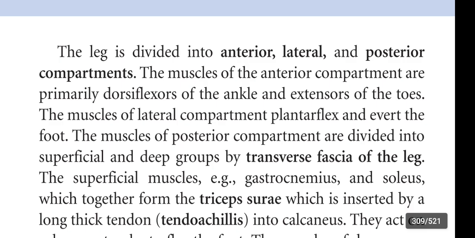The muscles of the anterior compartment directly enter into the dorsum of the foot. They cause dorsiflexion of the ankle, and you may remember it like this, and extension of the toes. The muscles of the lateral compartment plantar flex and evert the foot.